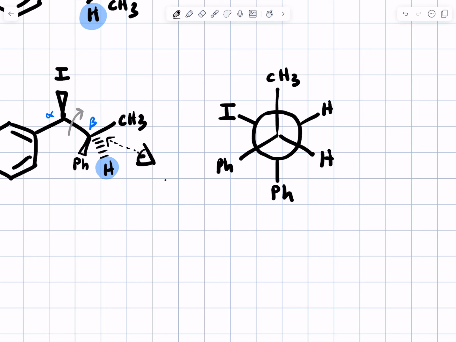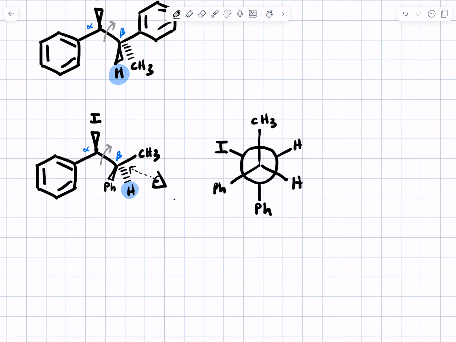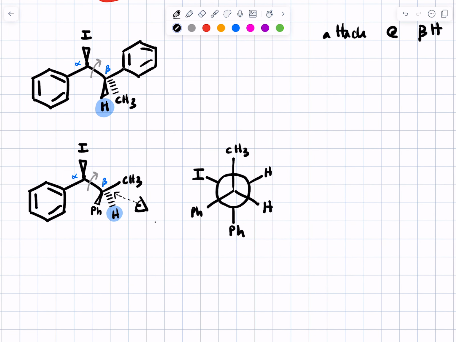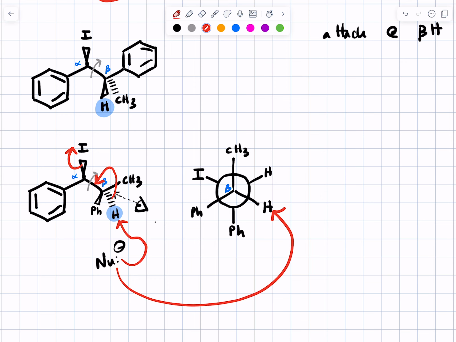We're not going to draw the hyperconjugation orbitals, but we know that that can happen now that the beta hydrogen is anti to the leaving group. Now let's draw the elimination reaction. Nucleophile with a negative charge is going to remove the beta proton. Electrons kick down and leaving group leaves. We can draw that from this perspective too. And leaving group leaves.